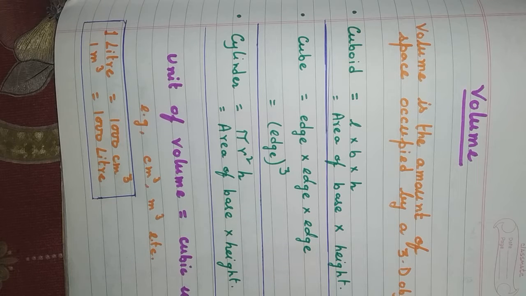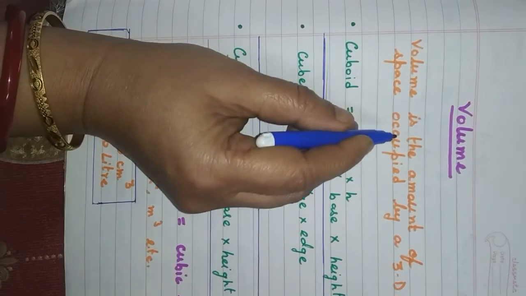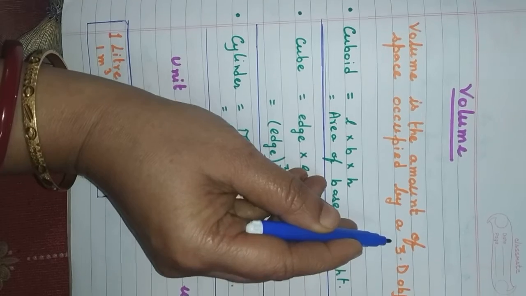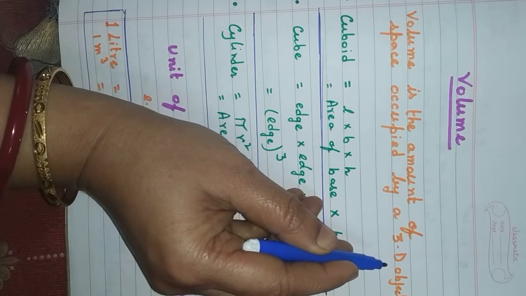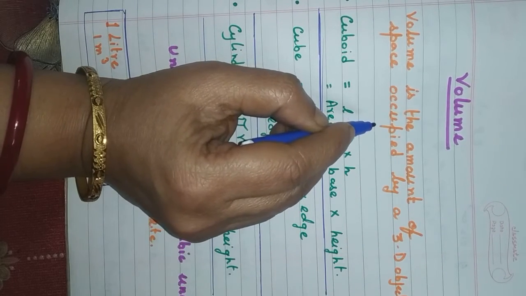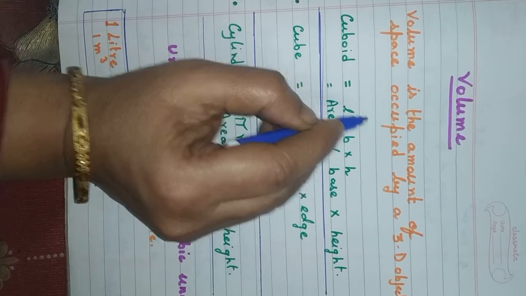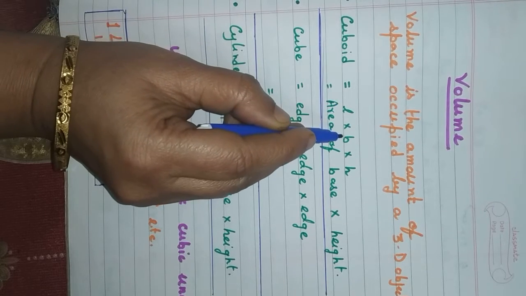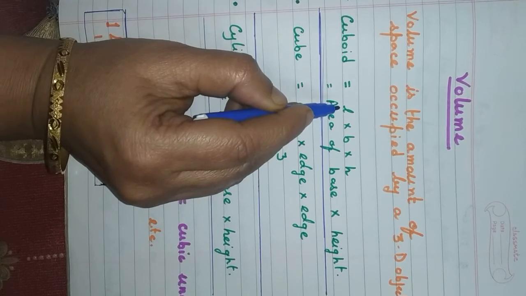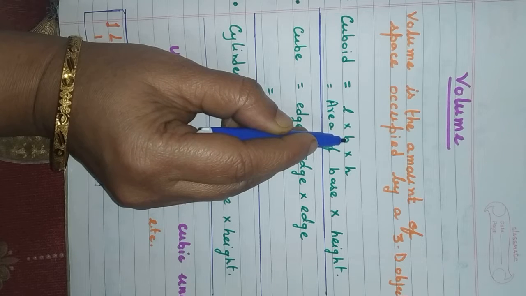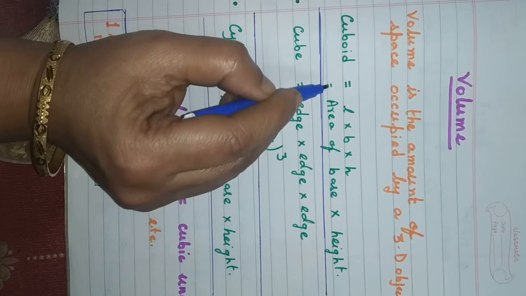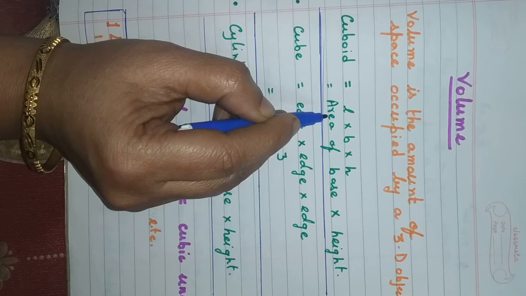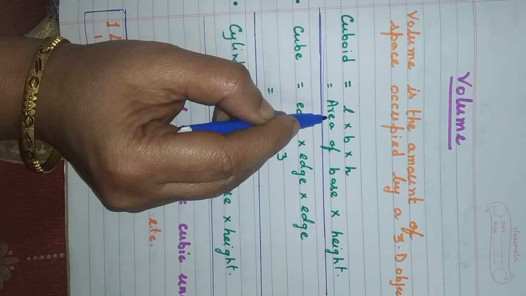Now first, what is volume? Volume is the amount of space occupied by a 3D object. Now the formula of volume of these three figures. First one is cuboid. So volume of cuboid is length into breadth into height. Length into breadth is the area of its base, into height. So volume of a cuboid is equal to length into breadth into height, or we can say that it is equal to area of its base into height.